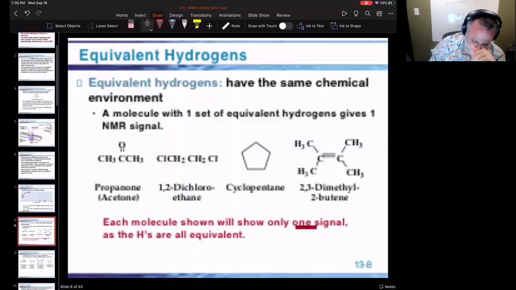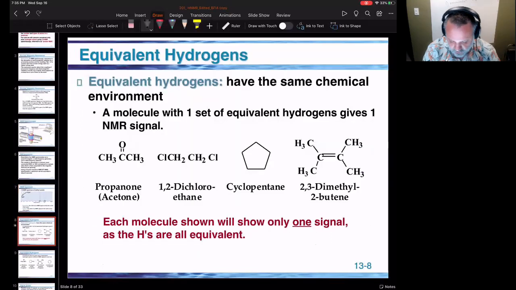So let's take a look real quick. All right, we've discussed where the signal is. Now, here's the other part. The number of signals is exactly the same as the number of equivalent hydrogens.